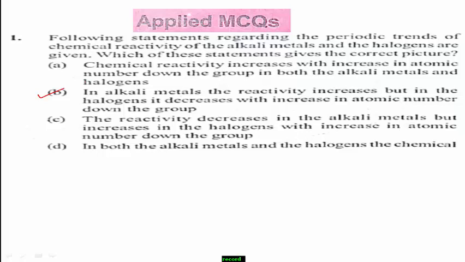The alkali metals are highly reactive because their first ionization potential is very low. Hence, they have a great tendency to lose the electron to form a unipositive ion. On moving down the group from lithium to cesium, ionization energy decreases. Hence, the reactivity increases. The halogens are the most reactive elements due to their low bond dissociation energy, high electron affinity and high enthalpy of hydration of halide ions. However, their reactivity decreases with increasing atomic number. Therefore, option B is the right answer.